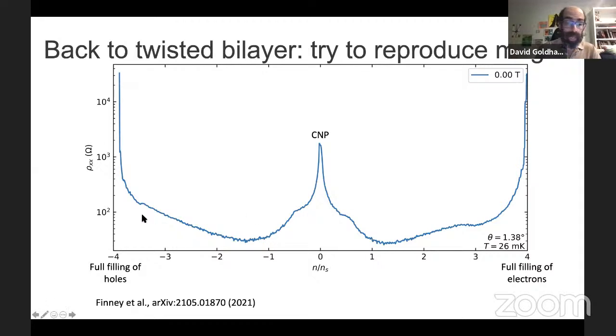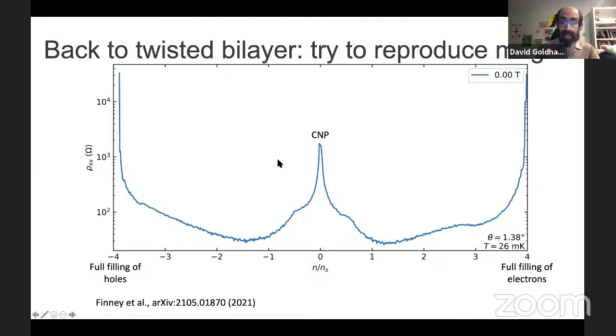So when you look at sweeping the filling of the band from completely empty to completely full through the charge neutrality point, you can see that at the charge neutrality point, the resistivity is a sort of familiar 2 kiloohms. It's not 100 kiloohms. There's no gap opened here.